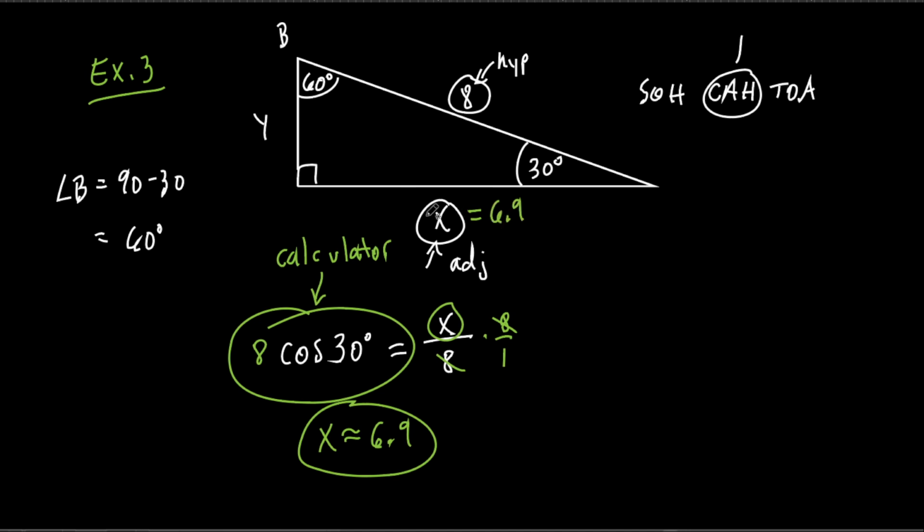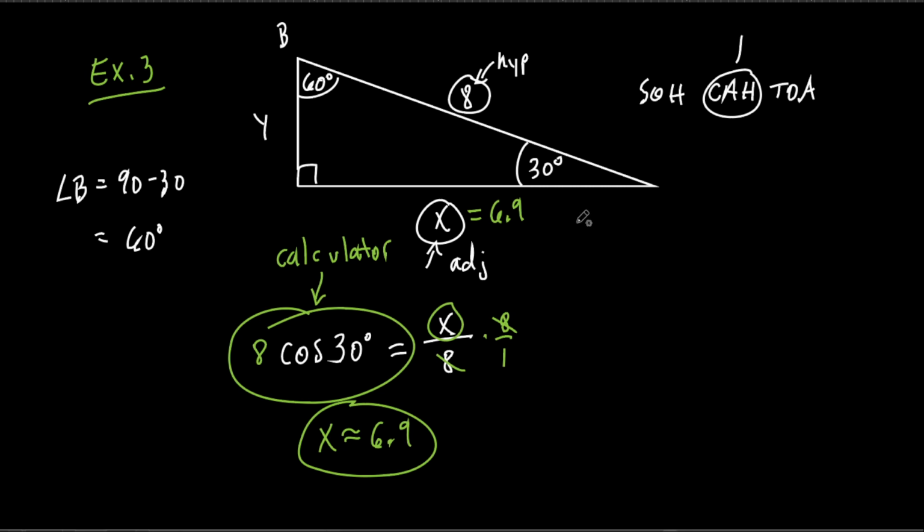Now, we could solve for y. Let's do that in a different color. We could solve for y. Since we know 2 sides now, 6.9 and 8, we could do Pythagorean Theorem. But I would suggest that you don't do Pythagorean Theorem because this is an approximation. When you put it into Pythagorean Theorem, you're squaring it. So you're squaring an approximation, which makes it even more approximate, I guess, if you want to say it that way. So I don't do that.